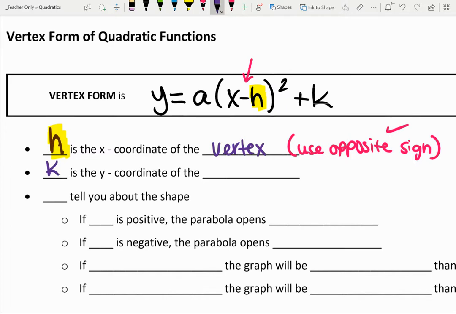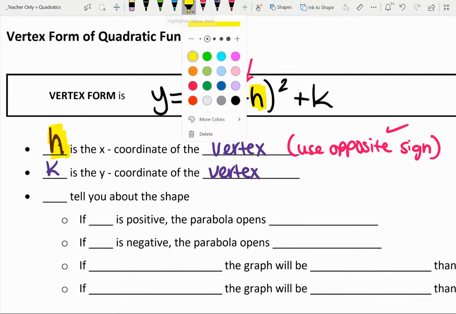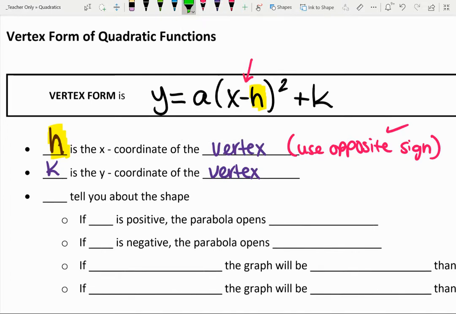Our k value is the y coordinate of the vertex. That one's pretty straightforward because it's got just a plus right next to it. We get to use the exact same sign. So the only real tricky thing here is that with h we use the opposite sign, with k we use the same sign.